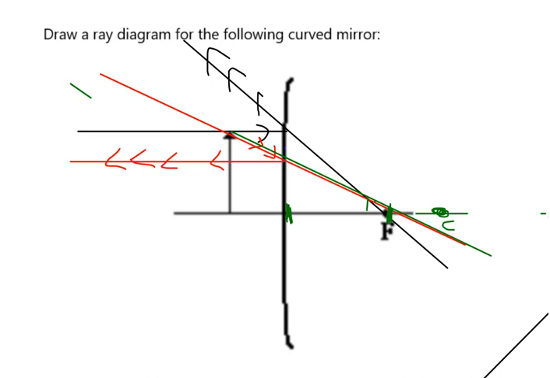And what ends up happening is you're going to perceive this line and this line and this line all converging right here, and you're going to see an image that is going to be smaller, and it's going to be as though it's behind the mirror. And so we're going to call that a virtual image, because that's where all of the lines would converge.